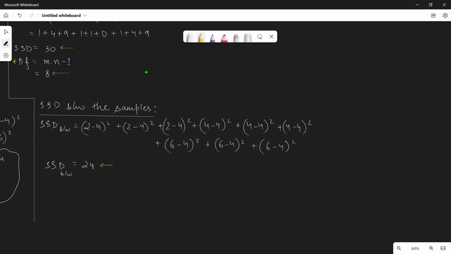And what about degree of freedom? How do we calculate degree of freedom here? What is the formula? It's comparatively easy this time. It is m minus 1. The formula is m minus 1, not n minus 1, it's m minus 1. So what is the value of m? 3. 3 minus 1 is 2. So degree of freedom is 2.